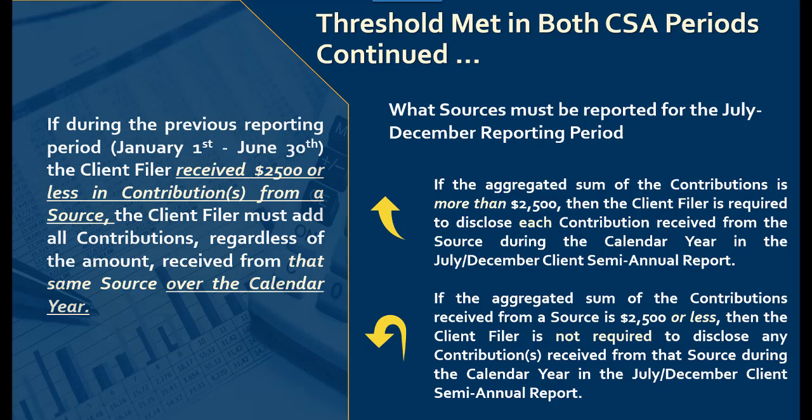In contrast, if the aggregated sum of the contributions received from a source is $2,500 or less, then the client filer is not required to disclose any contributions received from that source during the calendar year in the July-December client semi-annual report.